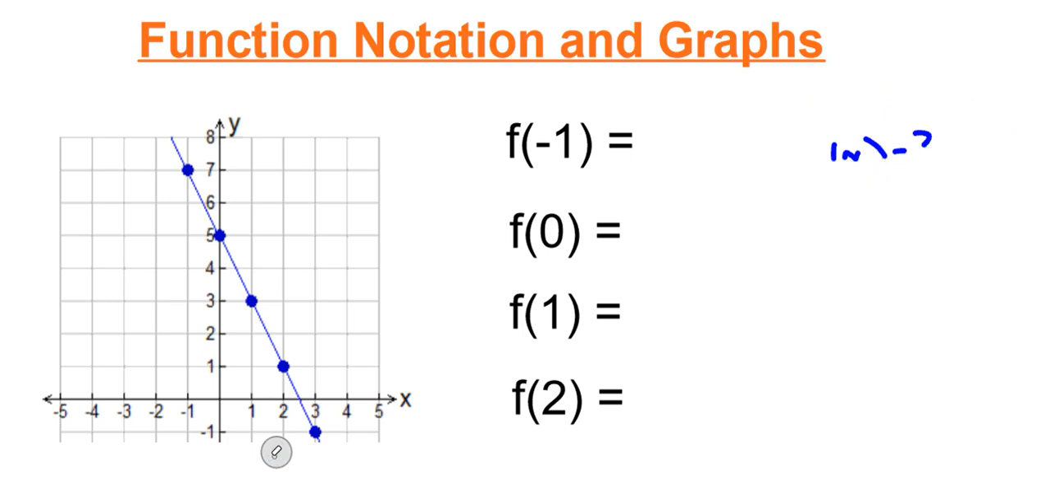So here we go. The first thing I want you to be aware of is when you see f of -1, that's referring to what's the value of the function when x is equal to -1. Another way to say that is, what's y when x is equal to -1? So when x is equal to -1, y is 7. When we look at graphs, we're really just looking at the value of y at certain x points. And f of 0 just means, what's the value of the function when x is equal to 0? We go to x equal to 0, and we see that it's 5.